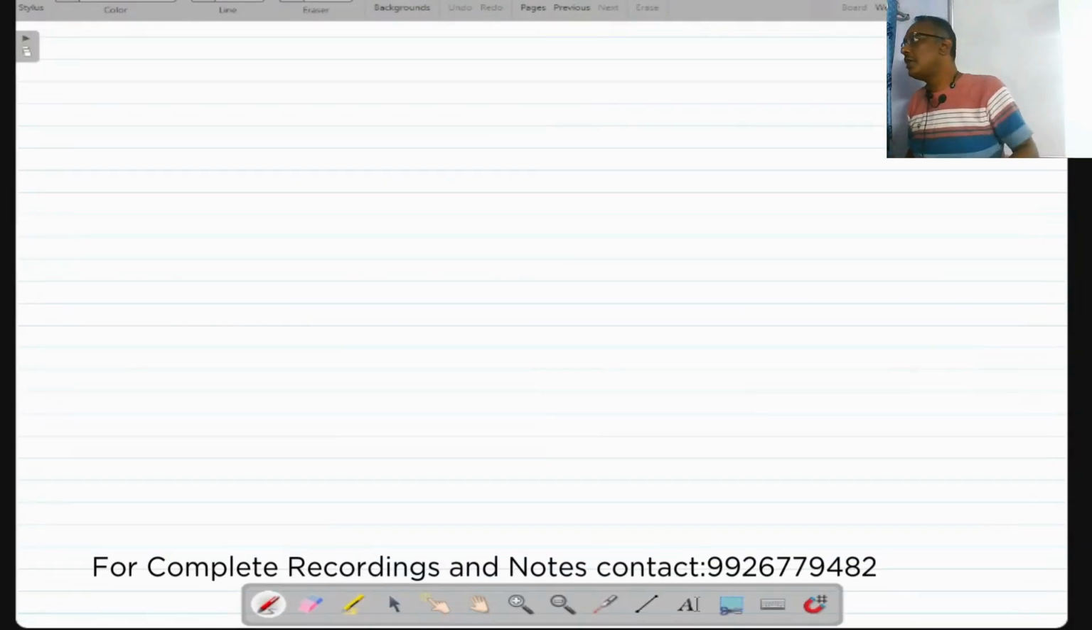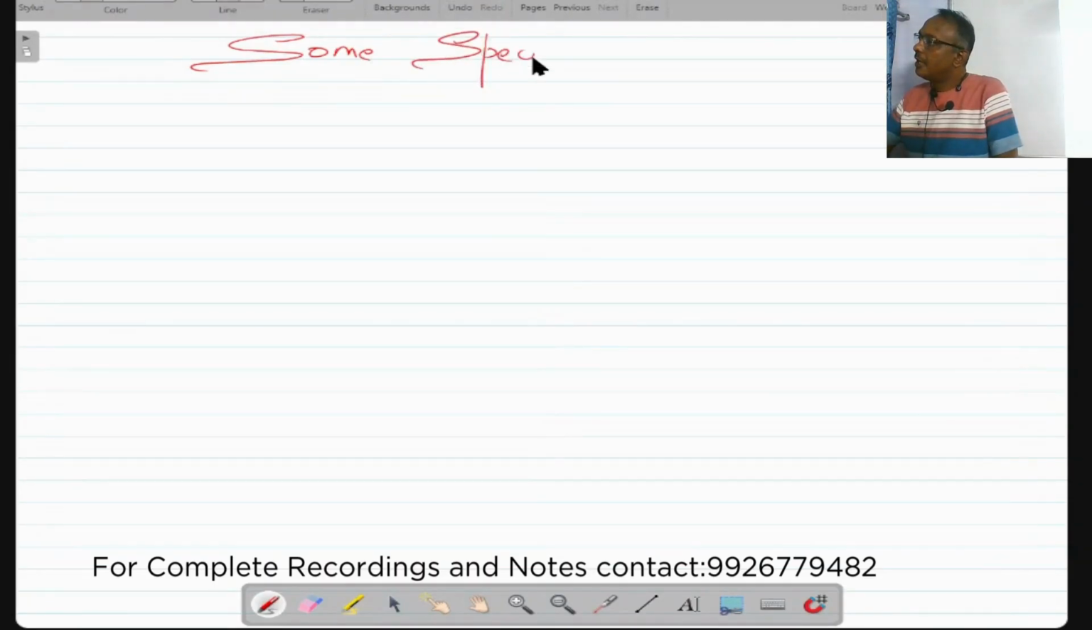नहीं, आज partial नहीं, आज दूसरा एक और चीज करवाना. Write down heading some special integrals part 2.